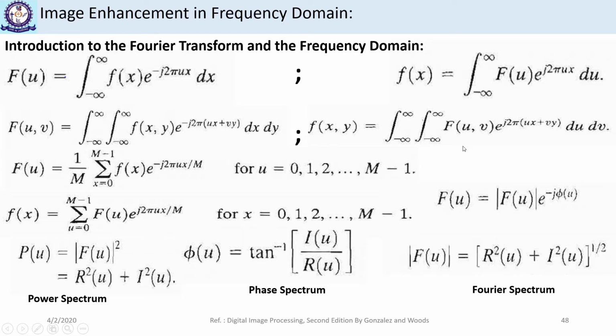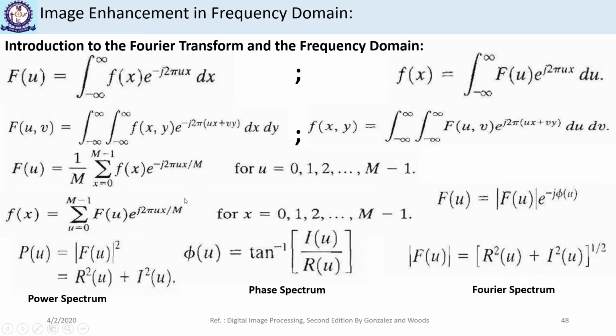Now these are the formulas for going from the spatial domain to the frequency domain if the spatial domain signals are continuous, but the image signals on which we perform operations are discrete signals. So if we have to perform frequency domain analysis on discrete signals, then we have to take the discrete Fourier transform of the signal. The discrete Fourier transform of a signal f(x) is given by 1 by M summation, x varies from 0 to M minus 1, f(x) e raised to the power minus j 2 pi ux by M.